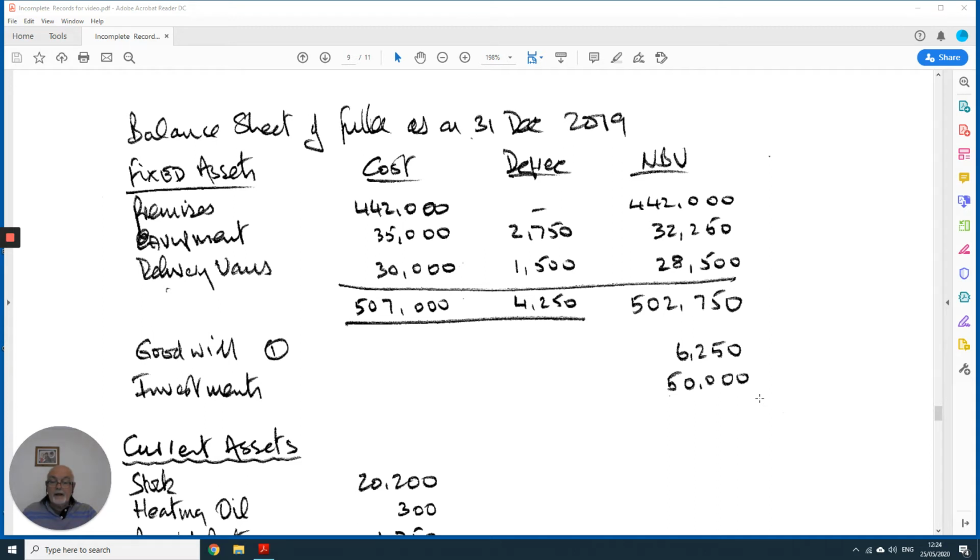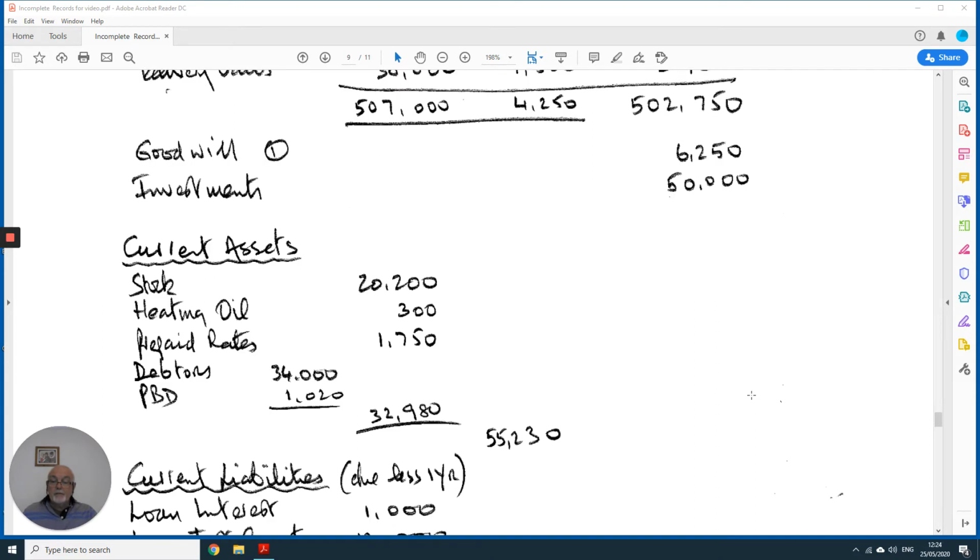The income on which we've already lodged to our bank account. We've got our 4 current assets here: closing stock, the heating oil left over at the end of the year, the 3 months prepaid rates, that's 1 quarter of the 7,000 that was paid. It belongs to next year, 1,750, and our debtors less the 3% we expect to lose or could lose from bad debt. So we've got a 3% provision for bad debt. So we've got 55,230 euro in current assets.